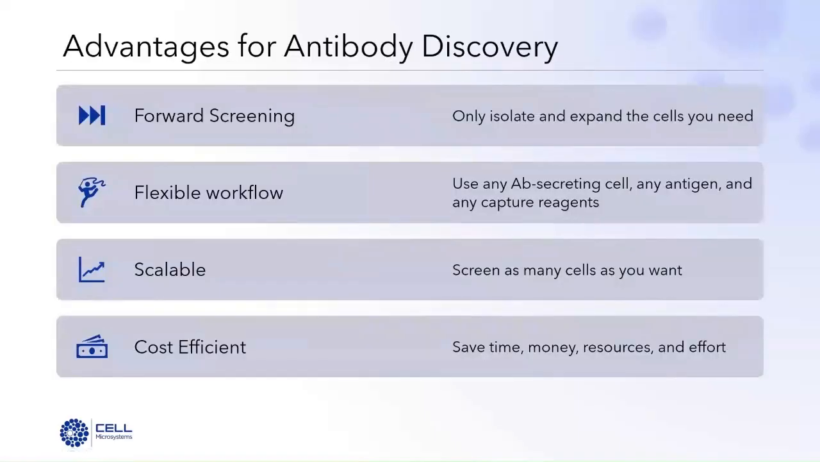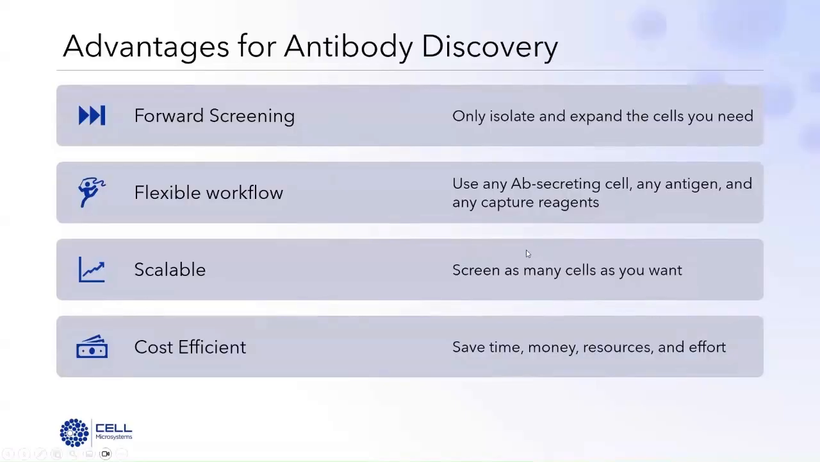So hopefully by now I have convinced you of the advantages for our forward screening antibody discovery approach using our instrumentation. In this workflow, we can perform this forward screening to identify and isolate only the antibody secreting cells that you're interested in. Rather than characterizing the entire haystack, we only have to characterize the needles. As I hope you've gathered from the last few slides, it's a very flexible workflow. You can use any antibody secreting cell that you wish, paired with any antigen and any capture reagents to create your tailored assay. It is completely scalable.